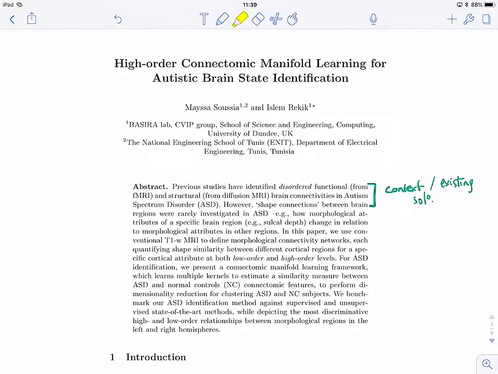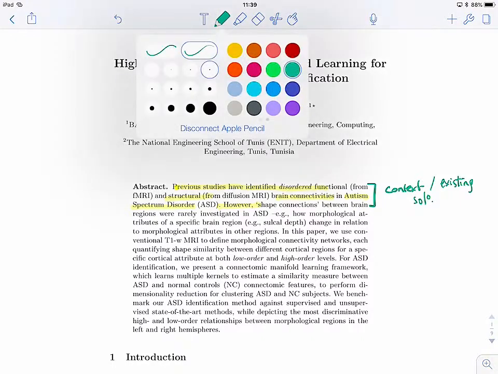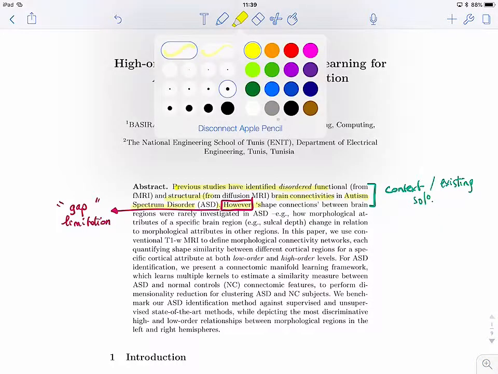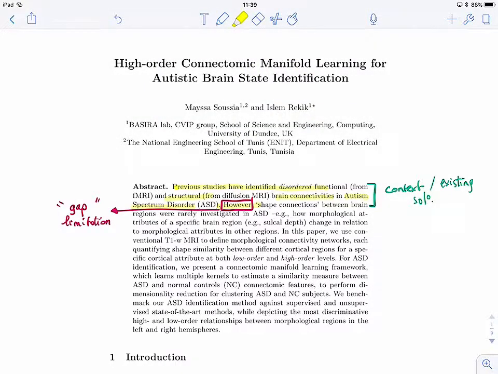previous studies have done. So previous studies have identified disordered functional and structural brain connectivities in autism spectrum disorder, right? However, so this is a very important connector. So generally, when I read a paper, I look out for those howevers, because these adverbs generally point out the gap in the literature or the limitation that the proposed solution aims to address, okay? So, however, what is the first gap? Shaped connections between brain regions were rarely investigated. So this is a big gap in the literature, right?